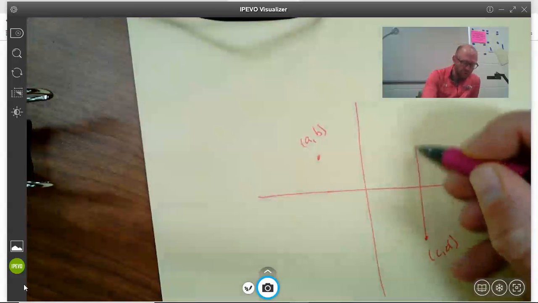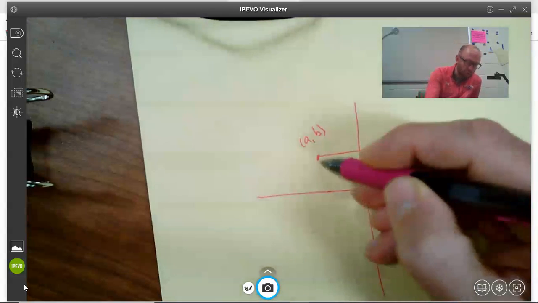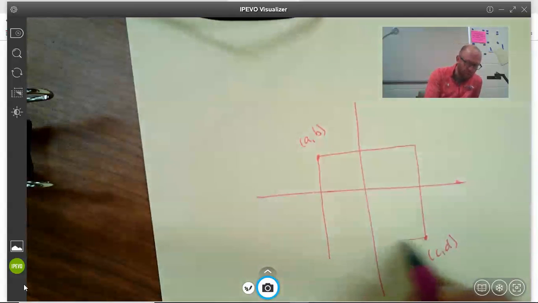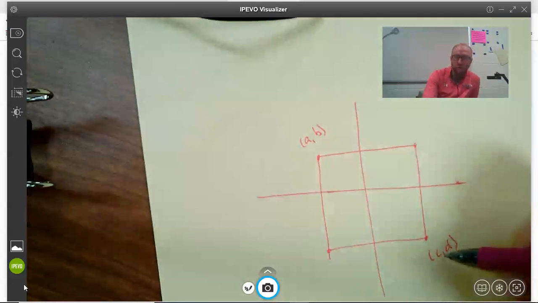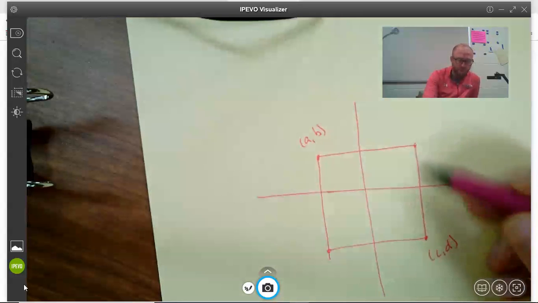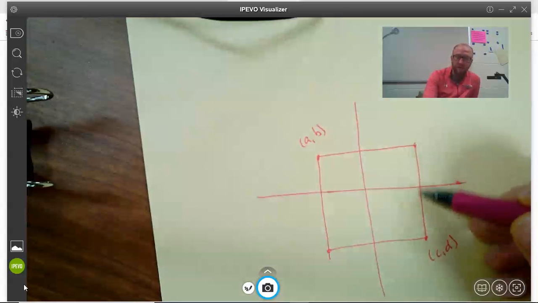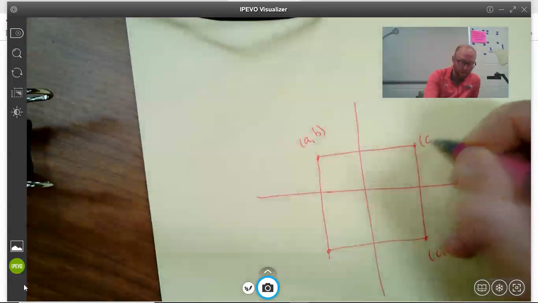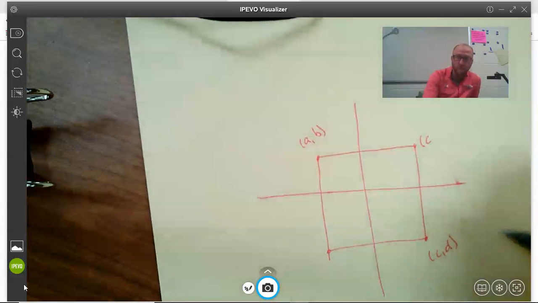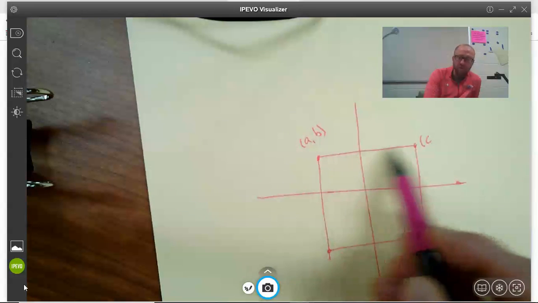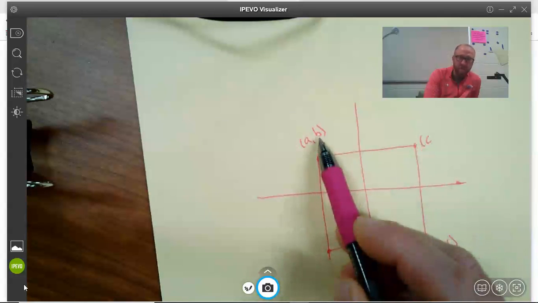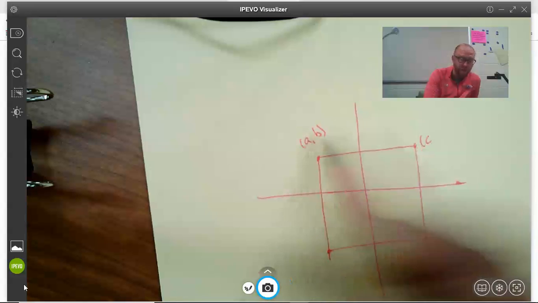So if I sketch in my rectangle, like so, notice that the x-coordinate for this point, which is C, well, since this is directly above it, they're both on the same x-coordinate. So this will also have an x-coordinate of C. And over here, this point is directly across from (A, B), so it's going to have the same y-coordinate as (A, B), which is B.